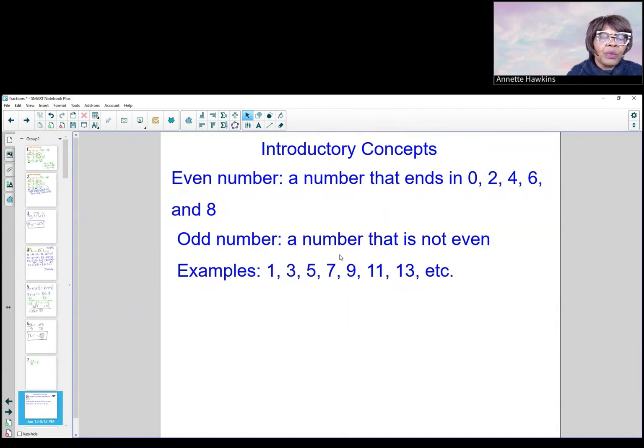Odd number. A number that is not even is said to be odd. Now, when we talk about even and odd numbers, we're talking about the whole numbers. Okay, so the whole numbers are 0, 1, 2, 3, 4, 5, 6, 7, etc. So an odd number is a number that is not even. And so 1, 3, 5, 7, 9, 11, 13 would be the odd numbers.